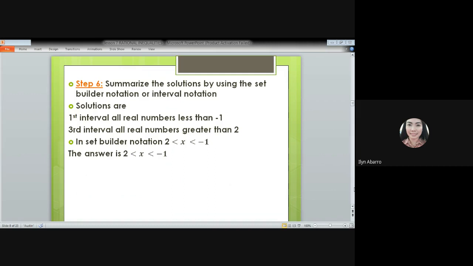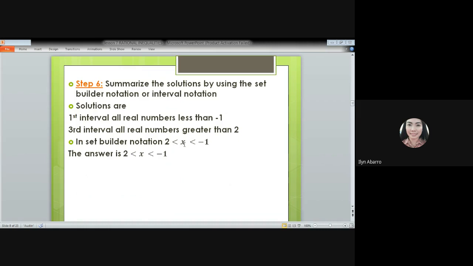Okay, all those less than negative 1. Negative 1 is not included, because it will make our denominator undefined. And the third interval, all real numbers greater than 2. 2 is not included because, as we tested, 2 is not included in the solution. Okay? In set builder notation, it goes like this. It will be read as our solution for x is those numbers greater than 2 or less than negative 1.